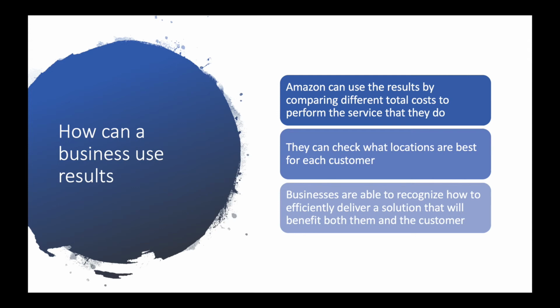So how can businesses use these results? For our example, Amazon can use the results by comparing different total costs to perform the service that they do. They can check what locations are the best for each customer. Businesses are able to recognize how to efficiently deliver a solution that will benefit both them and the customer.